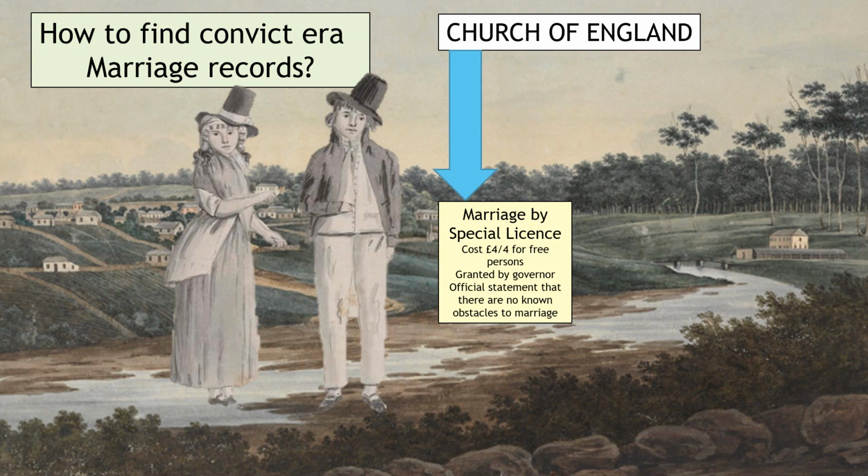And by granting that special license, they're saying, in a sense, that there are no obstacles to marriage. So, for example, they're not married to other people. They're not sister and brother. They're not stepsister and stepbrother, and so forth. There's no reason these two people should not get married.